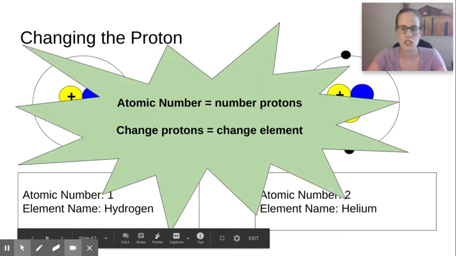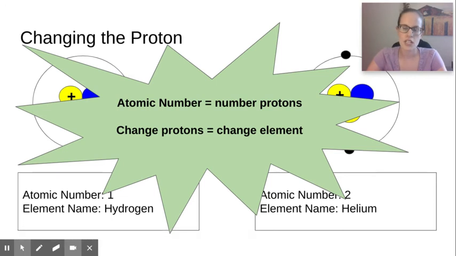So the rule is if you change the atomic number, you change the number of protons. Protons and atomic number are the same. So if you look at the periodic table, which I'll show you in a little bit, and you find the atomic number, that's also the number of protons. And if you change the number of protons, that means you have a different atomic number, and so you're looking at a different element.